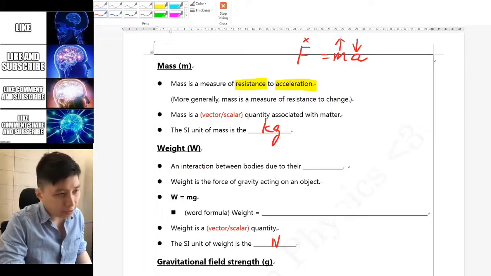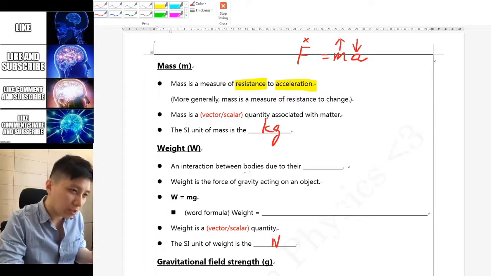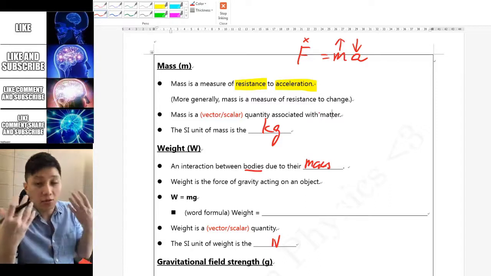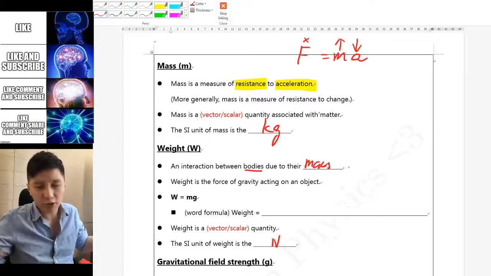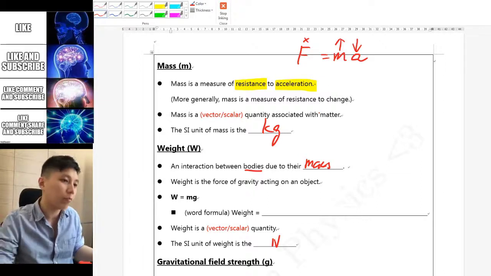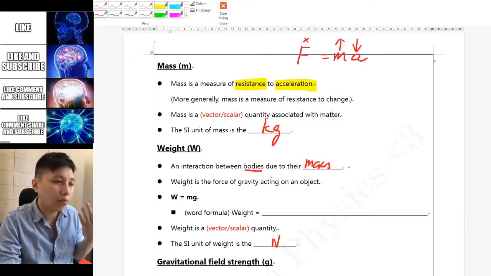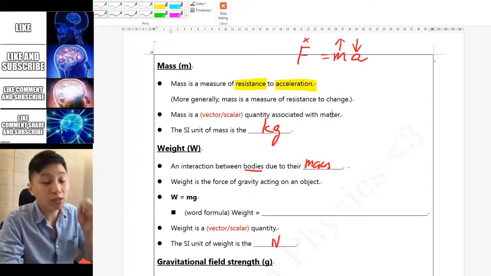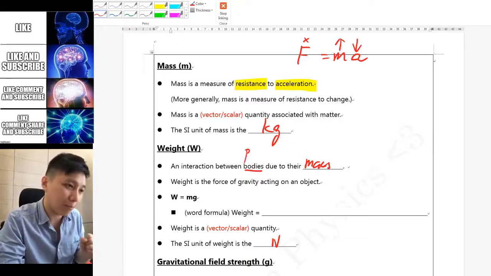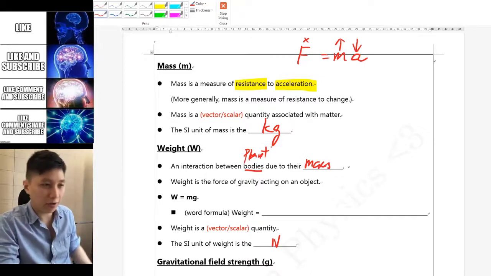While for weight, it is an interaction between bodies due to their mass. So as long as you have mass and another object has mass, then you have weight, you have gravitational force, basically. Of course, the most common weight or gravitational force that we talk about in physics is between an object and the planet, so probably the Earth that we are talking about.